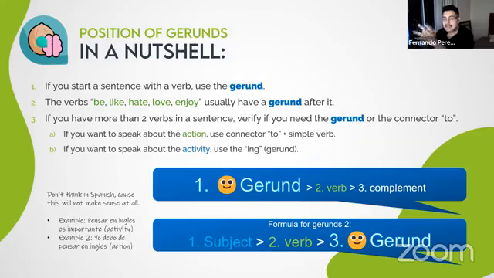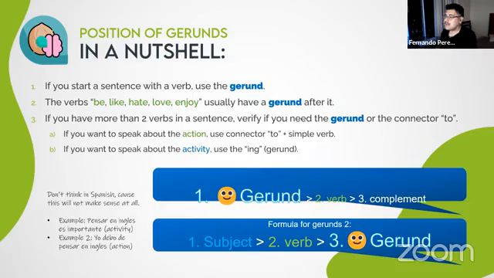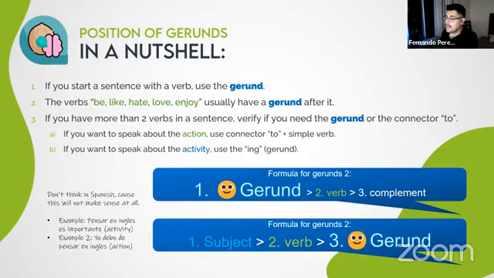Because normally gerunds happen with two verbs, no? The principal verb is indicated in the formula. Formula one and formula two. You can see the verb. But when we are talking about the verb of the sentence, you need to talk about the principal verb. The principal verb is always the section that carries the action.